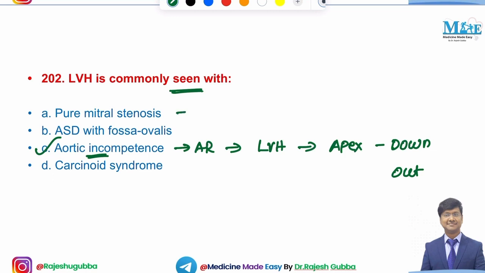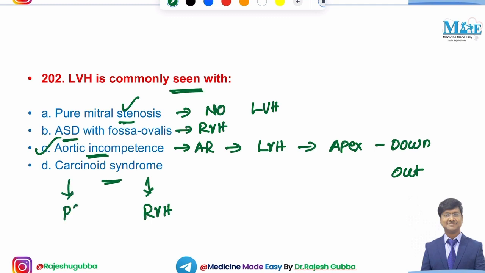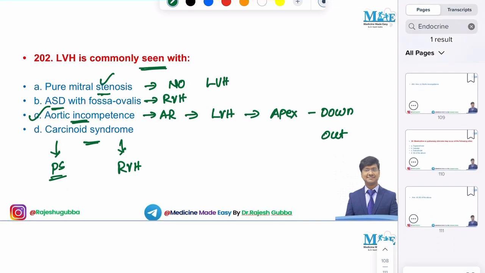Whereas in mitral stenosis, there is no LVH at all. So except the left ventricle, all other chambers like left atrium, right ventricle and right atrium are affected in case of MS. And in case of ASD, you have the right ventricular hypertrophy but not left ventricular hypertrophy. And the same is even in your carcinoid syndrome also, where you have the right ventricular hypertrophy, and that is because of the pulmonary stenosis. All right, next question. So here the answer is aortic incompetence.